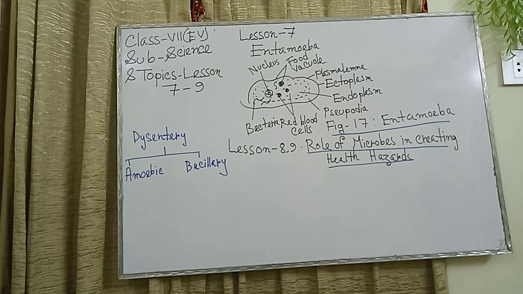Listen students, I also gave the idea about entamoeba. Entamoeba, what are the symptoms of entamoeba? Basically, there are two types of dysentery such as amoeboic and bacillary. Our next topic, lesson 8 and 9. Here, role of microbes in creating health hazards.